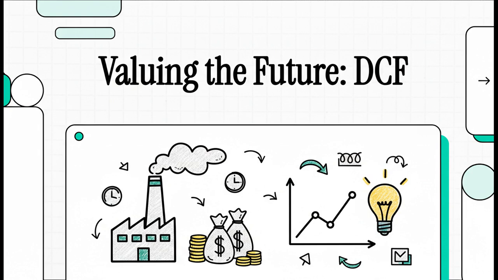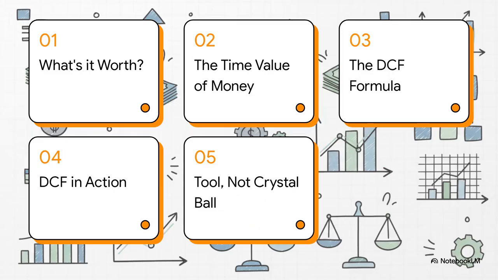It's called discounted cash flow, or DCF. Okay, so here's our game plan. First, we're going to tackle the big question, what's an investment worth? Then we'll get into something called the time value of money. From there, we'll break down the DCF formula itself, piece by piece. Then we'll walk through a real example to see it in action. And finally, we'll talk about why DCF is an incredible tool, but not a crystal ball.